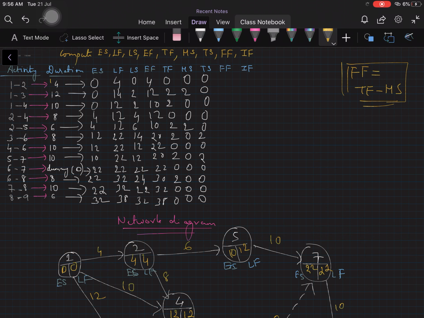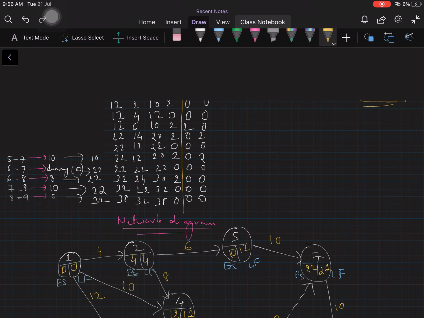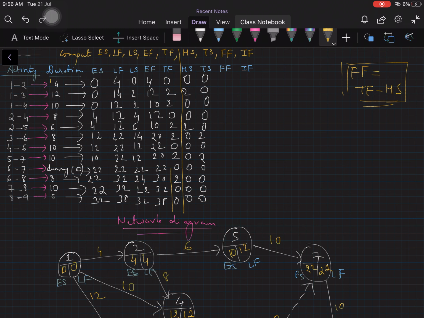Now total float minus head event slack. Where is total float? Let me see, this is the total float column, minus head event slack. Where is head event slack? This column. Now we will be subtracting HS from TF. So basically this minus this, total float minus head event slack will give you free float.